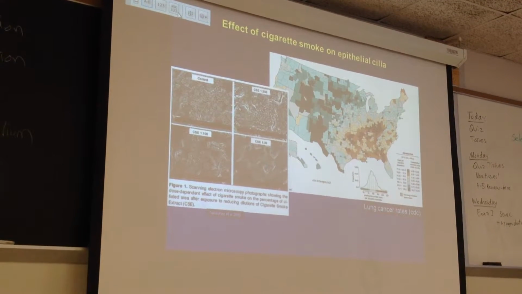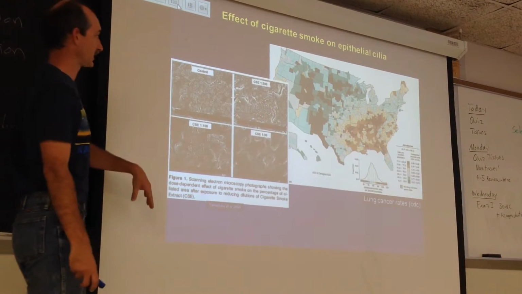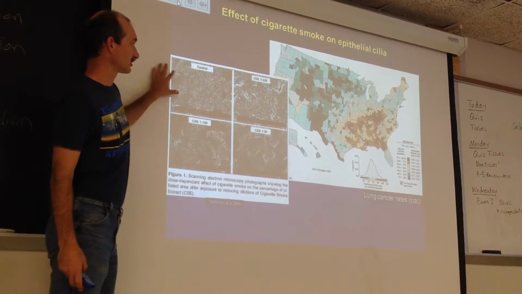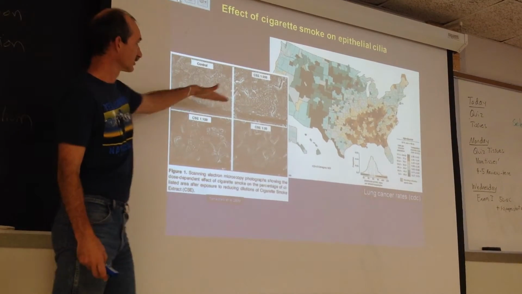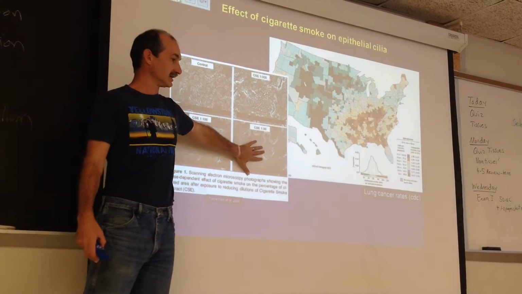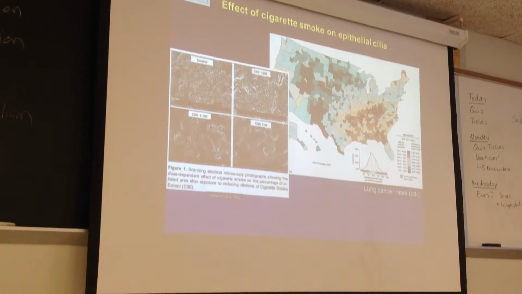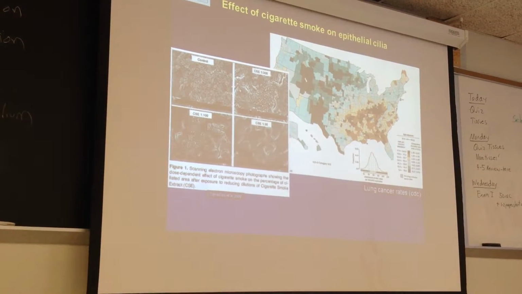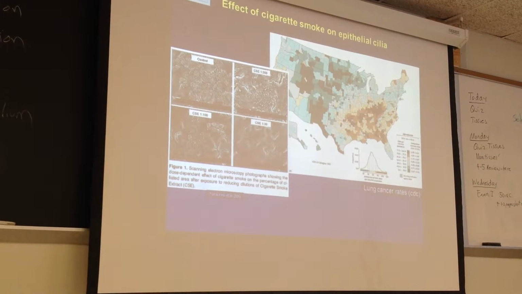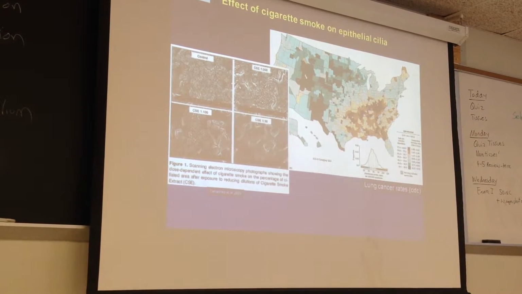And you may not be able to see it from here. You can see it later when you look at the PowerPoint. This just shows nice, thick, carpety cilia here. This is increasing concentrations of the toxins in cigarette smoke that actually cause, at some point, removal of the cilia. And so you tend to build up those toxins. And that's indirectly related to, of course, lung cancer.